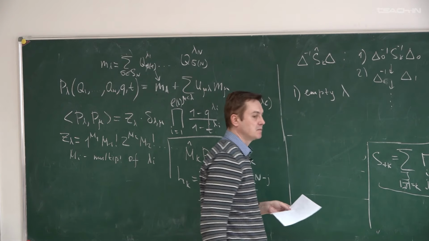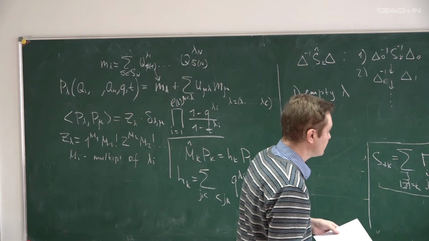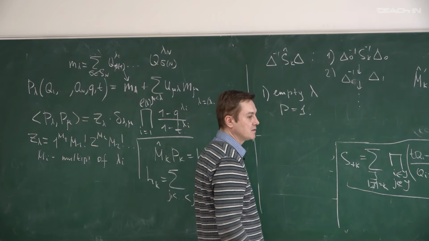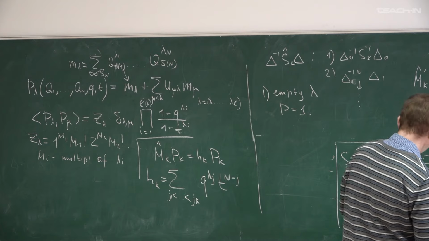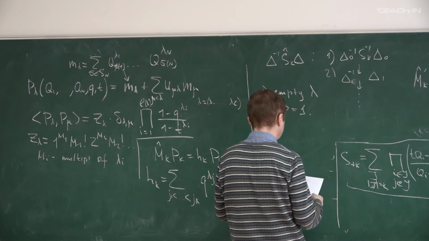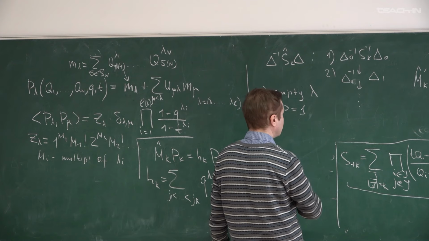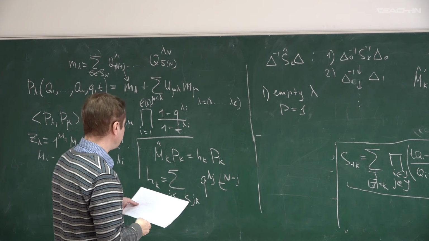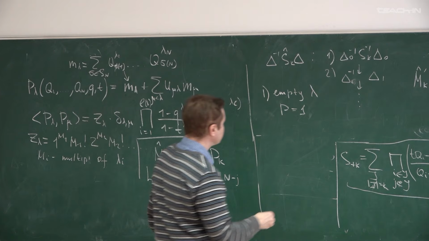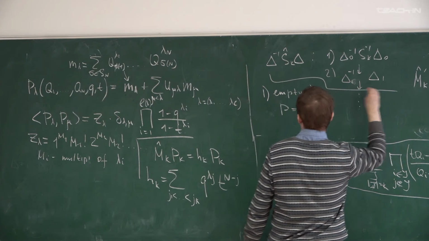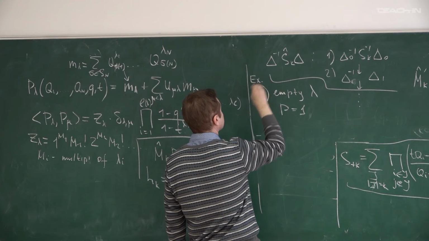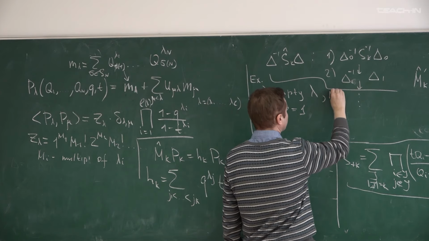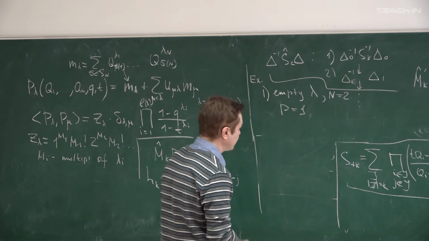Empty lambda, empty partition. What does it mean? Empty partition means that this polynomial is equal to 1. It is independent of coordinates. And we think about it as, what should we verify in this case? In this case, let us also, for example, this is an example. Let us also think that we have only two particles, just for simplicity.